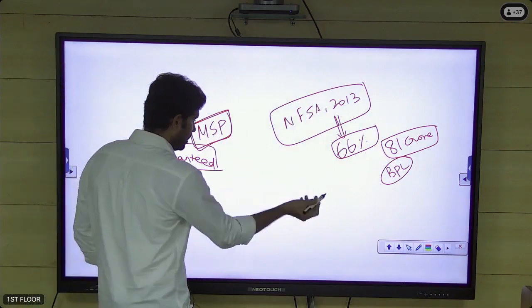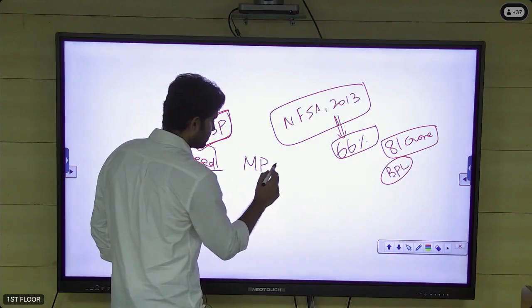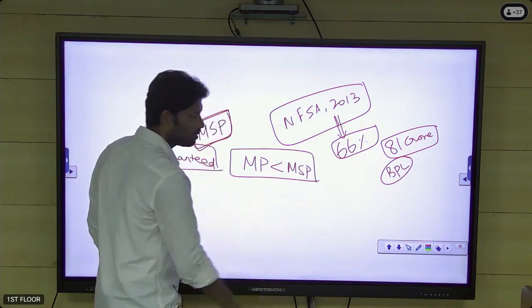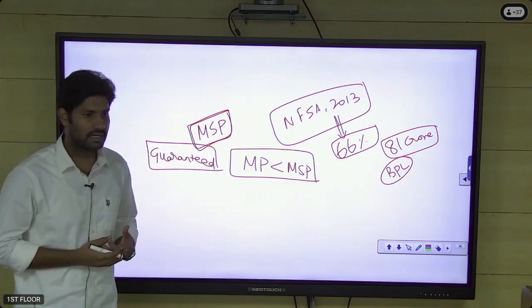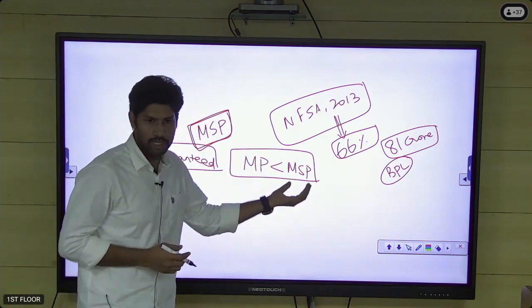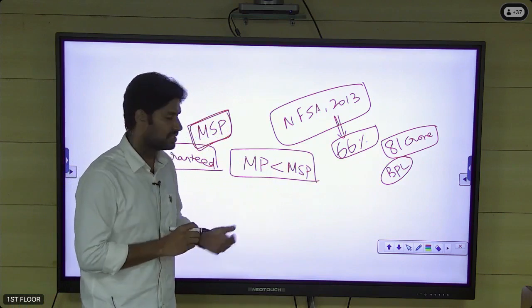For the operation of the MSP, when the farmers go to the open market and the market price falls below MSP, this is the condition for the operation of the MSP. The government announces MSP as a safeguard mechanism for the farmers. So when the farmers go to the open market and the market price falls below MSP, in this situation, the government will intervene to safeguard the farmers.